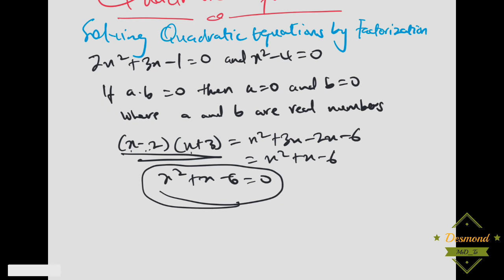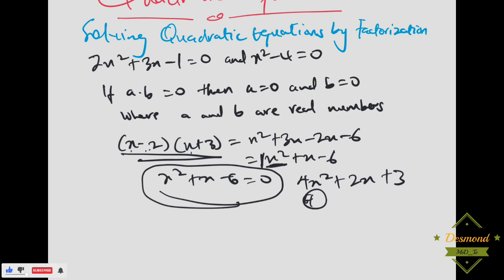The process of factoring a quadratic equation depends on the leading coefficient. So what is the leading coefficient of x squared plus x minus 6? It is 1. If you have 4x squared plus 2x plus 3, the leading coefficient is 4. So whether it is 1 or another integer, we look at both situations.